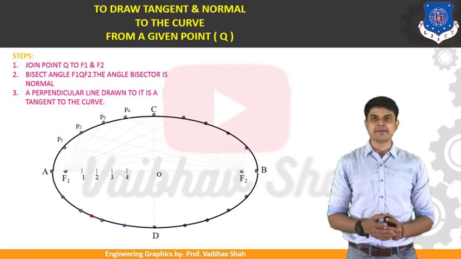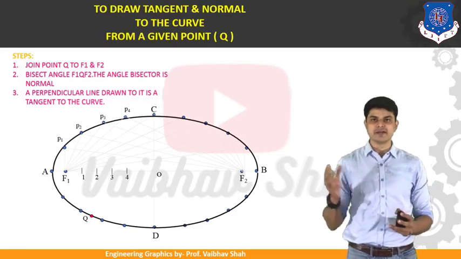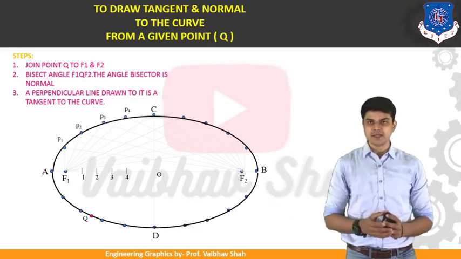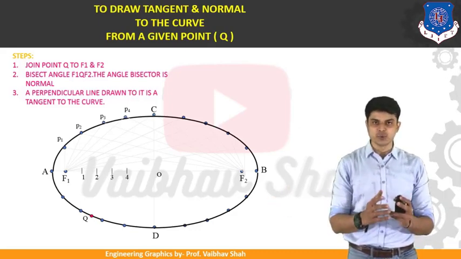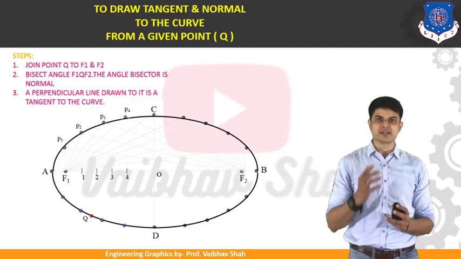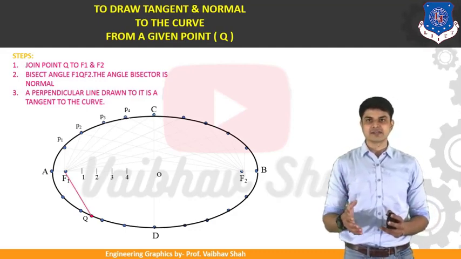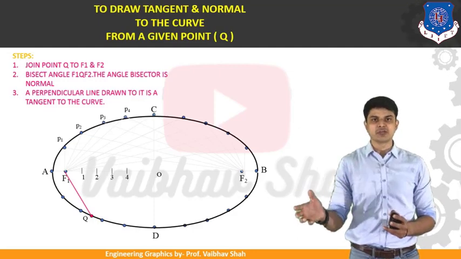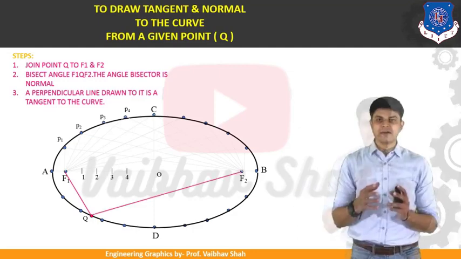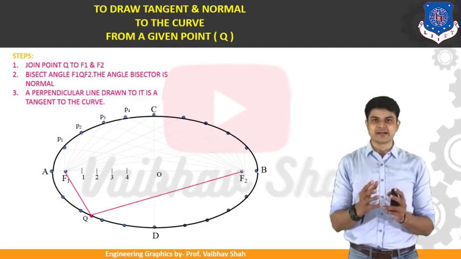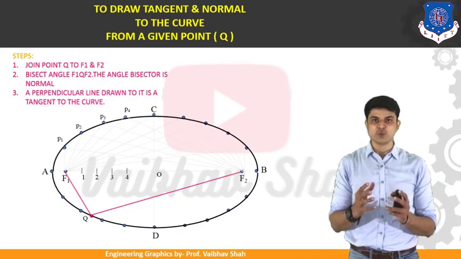So let us select any point Q on this curve. So we have selected this point Q somewhere there. Then after you should connect this point Q with your focal point F1 as well as your focal point F2. So let us construct and connect your point Q with F1 and F2. So now as you can see, one angle is generated which is nothing but F1 Q F2.